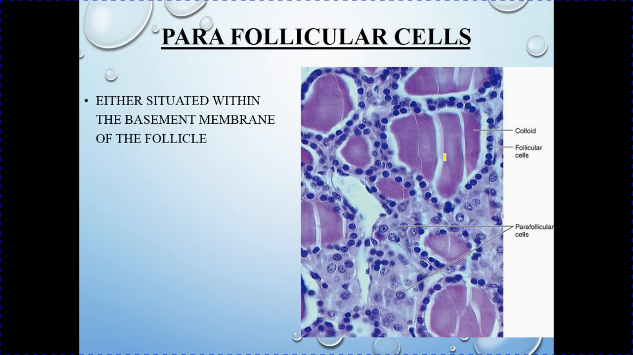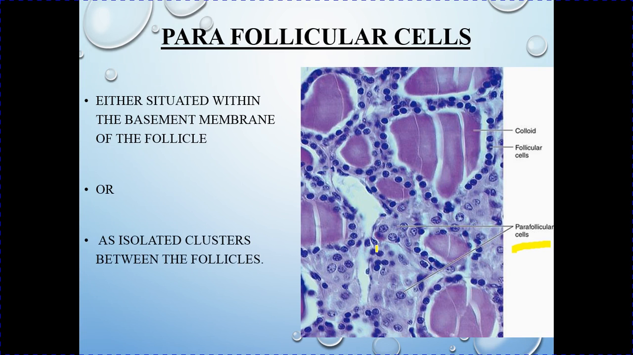The second type of cells, we said they are parafollicular cells, and you can see that the parafollicular cells are either situated within the basement membrane of the follicle, or they are found as isolated clusters between the follicles. So either you will find them in the basement membrane, or you can find them as clusters between the follicles.